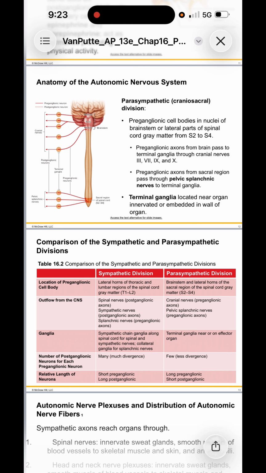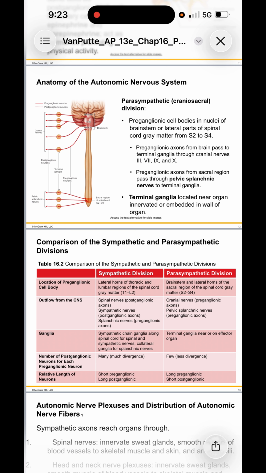Outflow from the CNS. Sympathetic division: spinal nerves, postganglionic axons, sympathetic nerves, postganglionic axons, splanchnic nerves, preganglionic axons. Parasympathetic division: cranial nerves, preganglionic axons, pelvic splanchnic nerves, preganglionic axons. Ganglia. Sympathetic division: sympathetic chain ganglia along spinal cord for spinal and sympathetic nerves, collateral ganglia for splanchnic nerves. Parasympathetic division: terminal ganglia near or on effector organ.